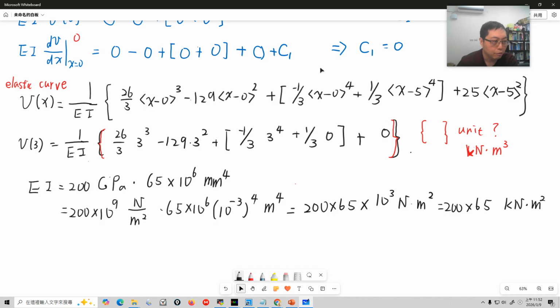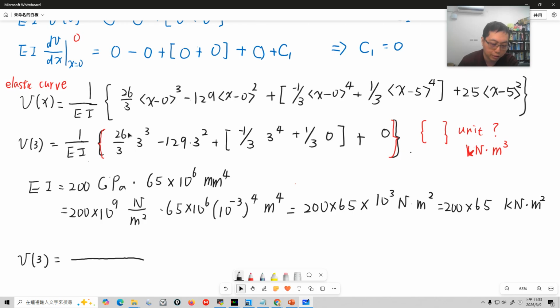Okay, so the unit of E times I, elastic modulus times moment of inertia, is force times area. So kilonewton times m square. Okay, so we lumped this together. So what is V of 3? V of 3 is equal to, just use your engineering calculator to calculate this big bracket.